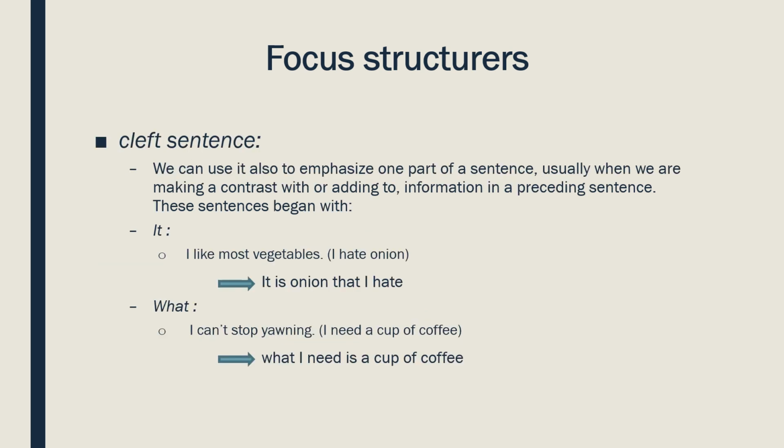The second type of focus structure is cleft sentence. We can use it also to emphasize one part of a sentence. We usually use it when we are making a contrast with or adding to information in a preceding sentence. And these sentences begin with it. For example, I like most vegetables, I hate onion. It is onion that I hate. The cleft sentence began with it. It is onion that I hate.